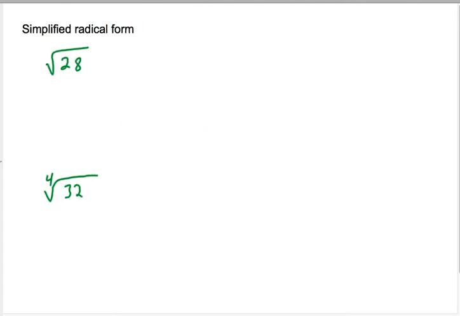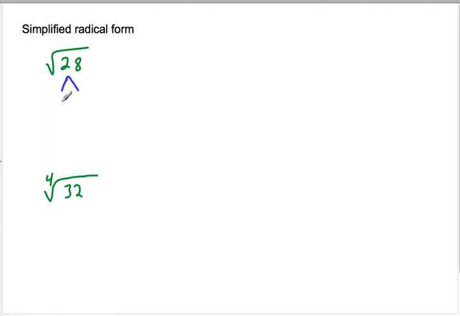Okay, and so simplified radical form. Before I get on to the next example that's in the book, I want to talk to you about simplified radical form. When we want to find the square root of 28, that's not going to be a whole number, so you'd have to use a calculator for that. But there's something called simplified radical form, where we use factors of 28 to get any whole numbers out of the radical that we can. So let me explain what I mean by that.